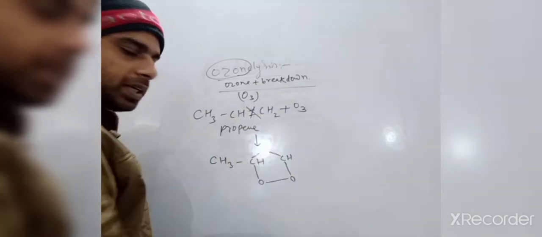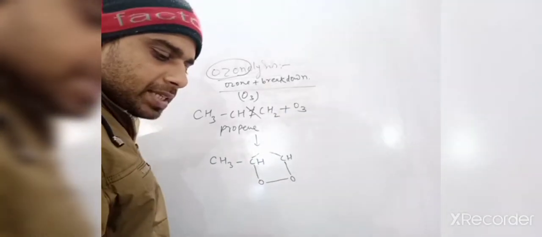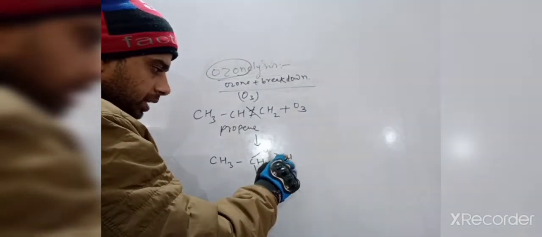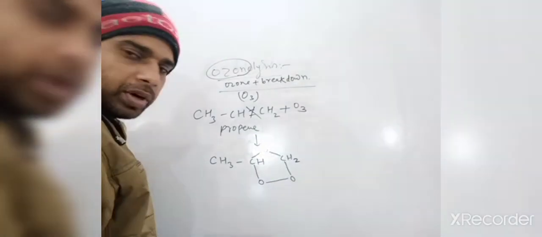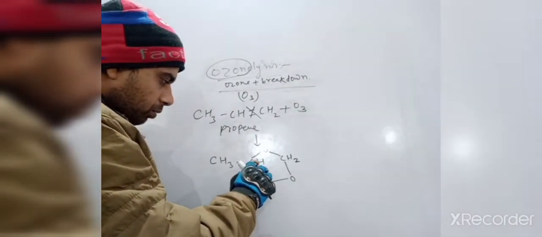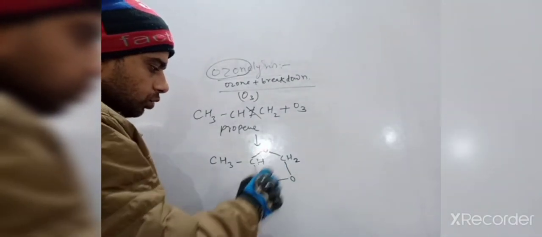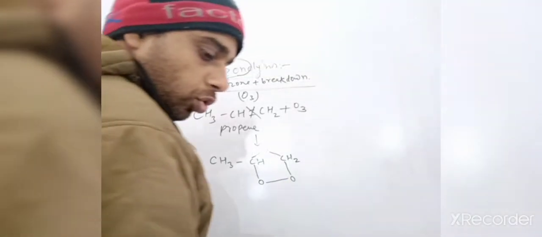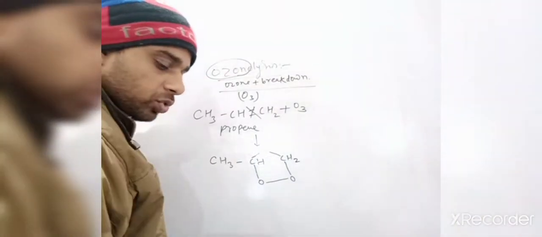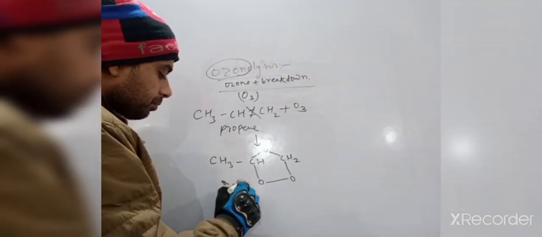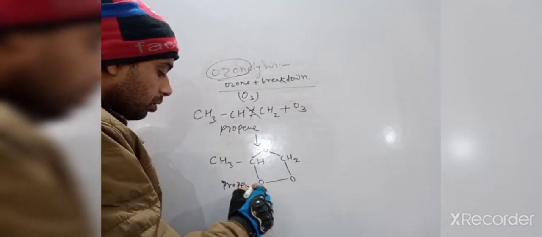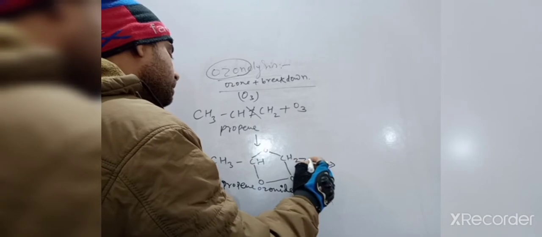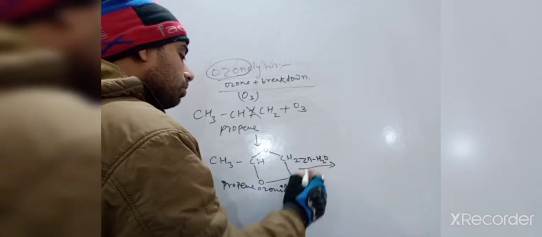The double bond I have completely broken, and now you can see the bonds are satisfied. Here, carbon 1, 2, 3, so I will add one more hydrogen. For this carbon 1, 2, 3, 4, with oxygens, everything is balanced. So this structure is the ozonide, and this one is propene ozonide. And now the propene ozonide takes the help of zinc, a small amount of zinc.